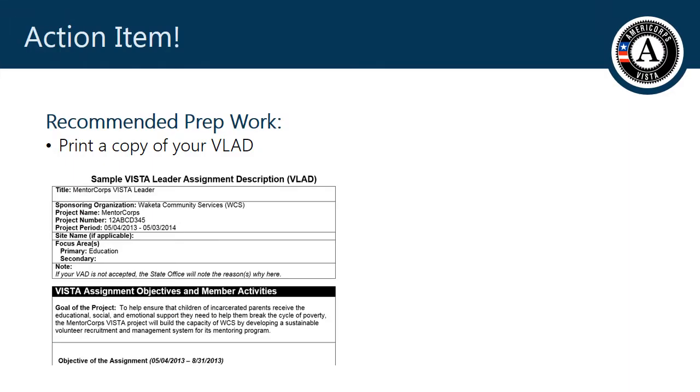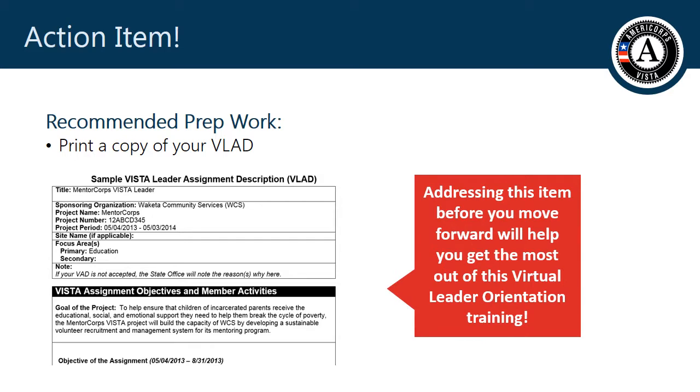Before we move ahead, let's pause for a second to address an important action item. If you haven't already, please print a copy of your VISTA Leader assignment description, also known as a VLAD, and have it nearby. To print your VLAD, log into the My AmeriCorps portal and click on your VLAD under My VISTA assignment description. If you cannot access the VLAD in your portal account, ask your supervisor or project director for a copy of your VLAD. You will need this to complete an activity later in the training.